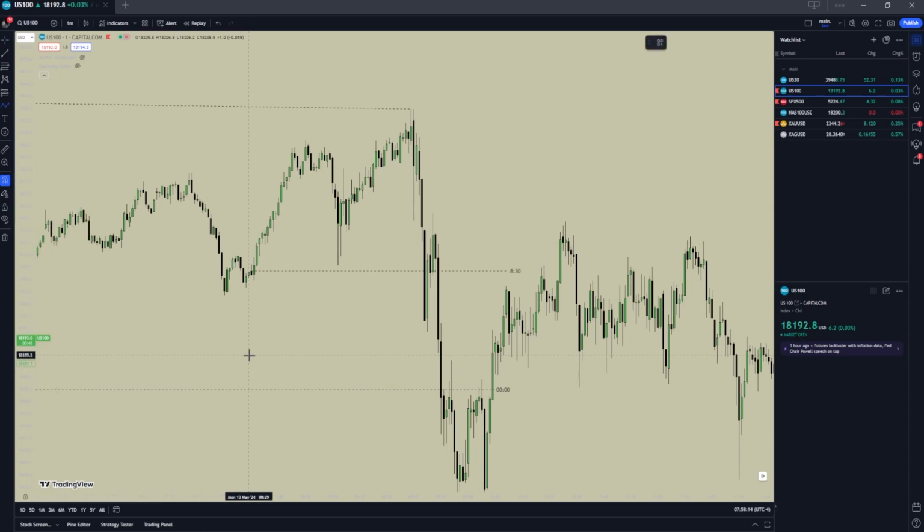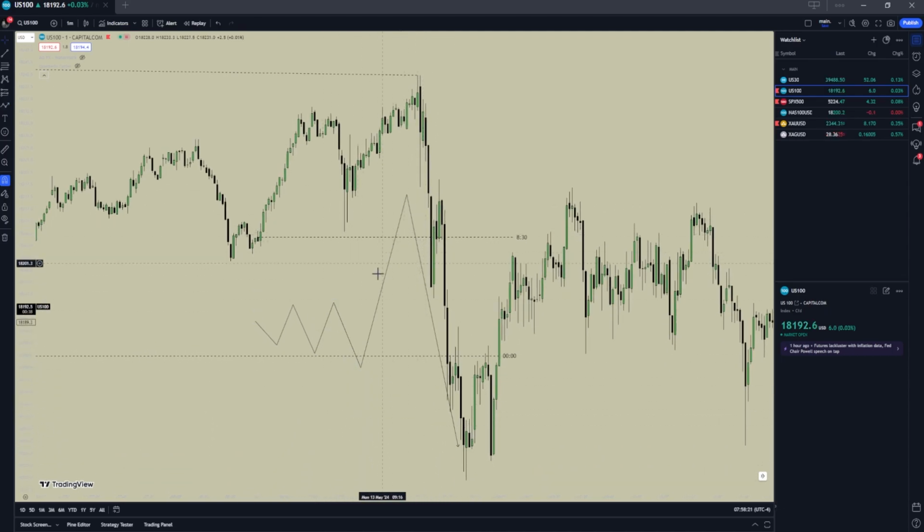Remember, this is the pattern we're trading. Accumulation, manipulation higher, and then distribution lower. We're looking for price to go lower.